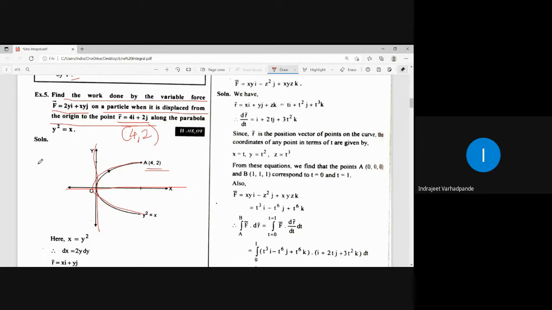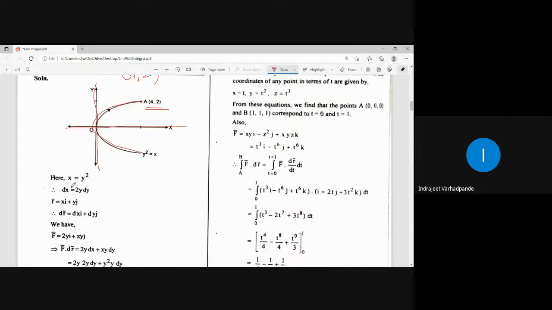If it is possible for me to convert it into one variable, the whole integrand will be converted to one variable and then integrated between the given points so that we get the result. So here they are taking the equation x is equal to y square, that is y square is equal to x. Differentiation of it, dx will be 2y dy.